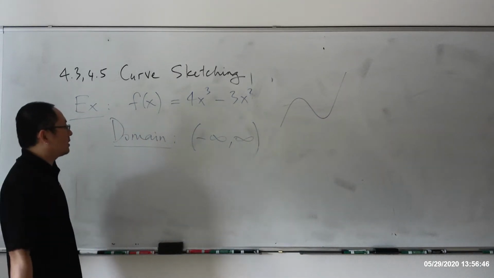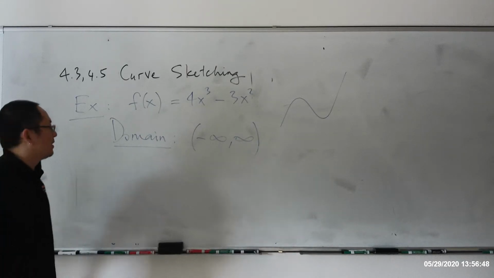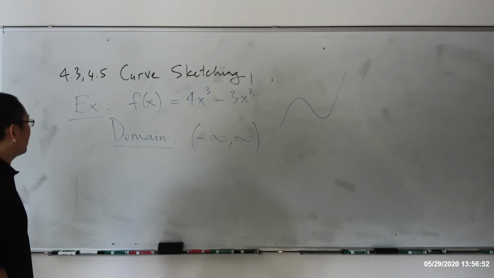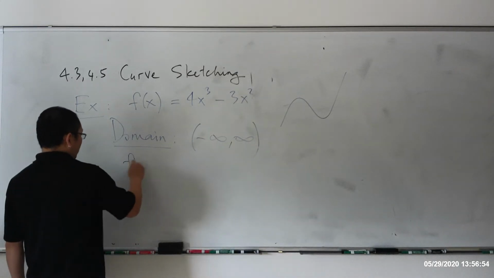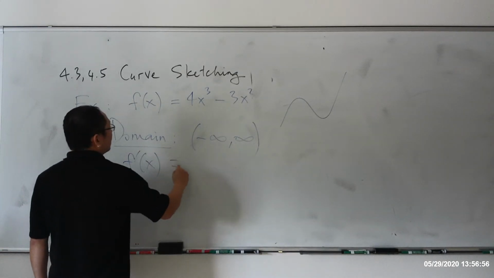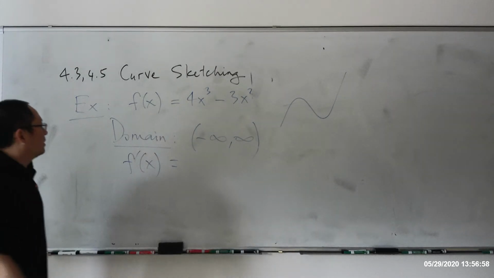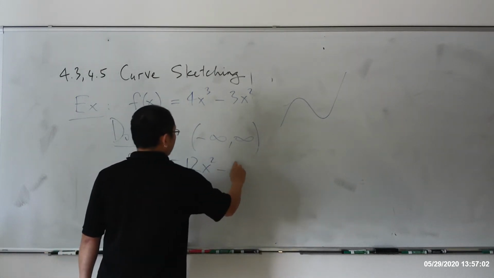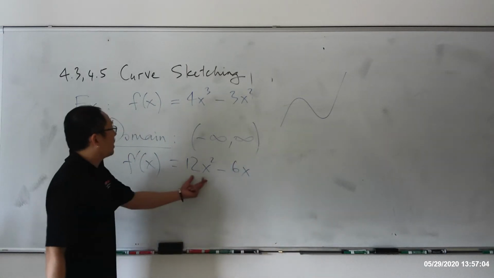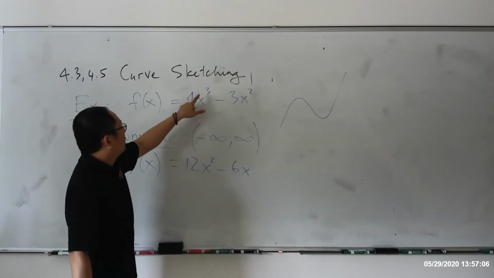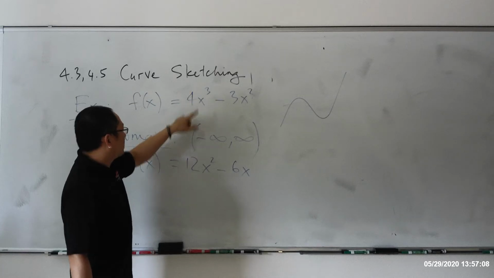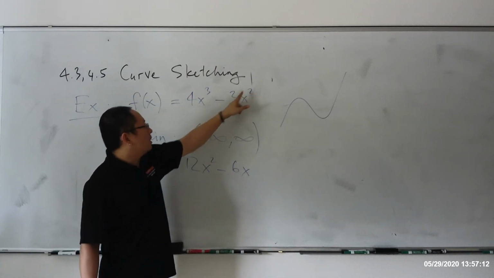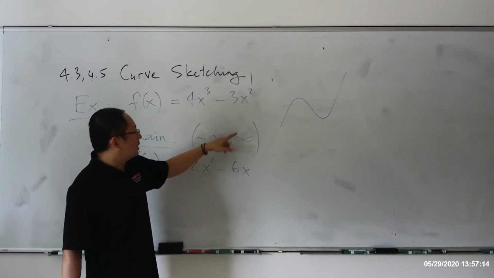Now I'm going to study the fancy word monotonicity, which is what? Increasing, decreasing of a function. So I'm going to take the derivative, f prime of x. What is f prime of x? It's 12x squared minus 6x. You guys see where I got that number from? Derivative: this one brings the 3 down, so 4 times 3 is 12. x cubed becomes x squared. Same thing here, 2 down, 3 times 2 is 6, and then x.